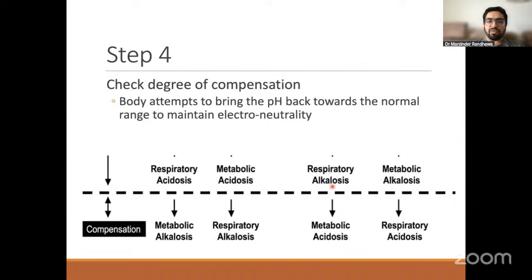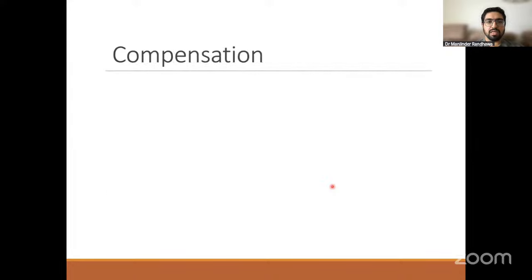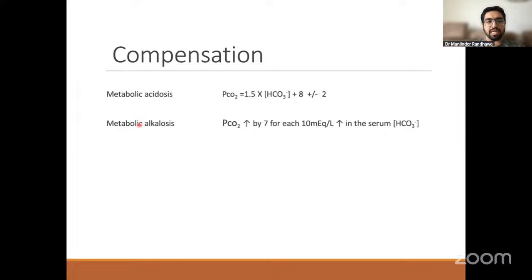So how do we check for compensation? Obviously the body will try to bring the pH back to normal, as we've discussed. Most commonly you will deal with metabolic acidosis, and to check for compensation, you have to see whether the CO2 has come down in the same terms as bicarb. The formula, called the Winter's formula, is 1.5 times bicarb plus 8, plus minus 2. We will see examples of this formula in the case scenarios we will discuss after a little bit. In metabolic alkalosis, the CO2 should rise by 7 for each 10 rise in bicarb.